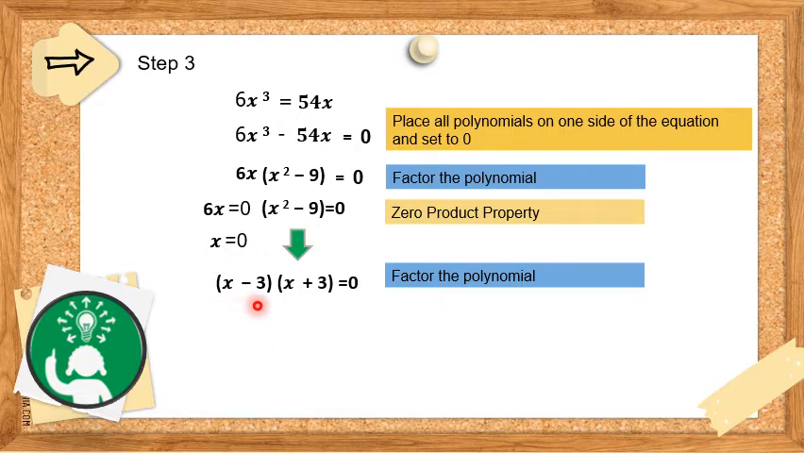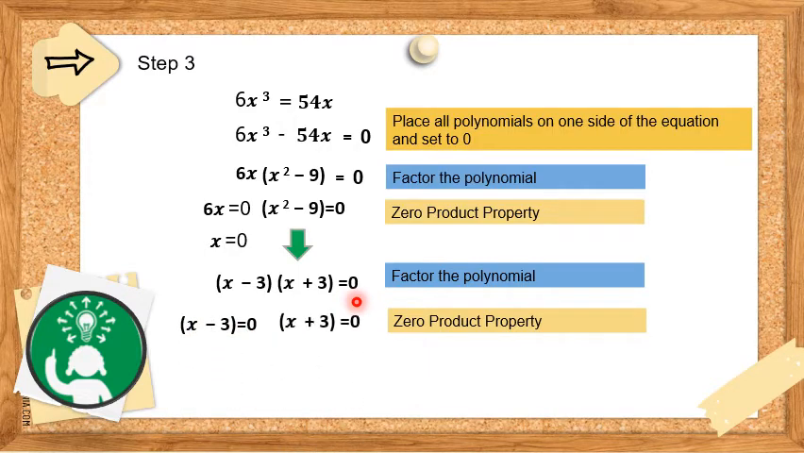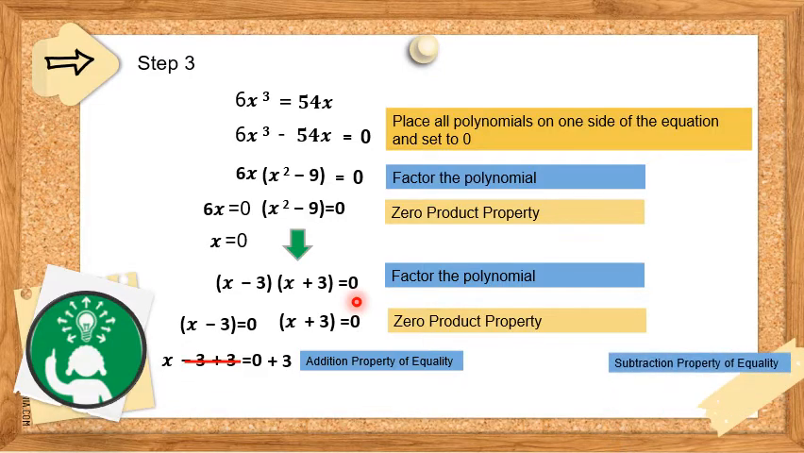Now we have the quantity x minus 3, quantity x plus 3 equals 0. Now let's apply the zero product property. Quantity x minus 3 equals 0 and quantity x plus 3 equals 0. Then let's use the addition property of equality from this. Add 3 to both sides, then cancel out.